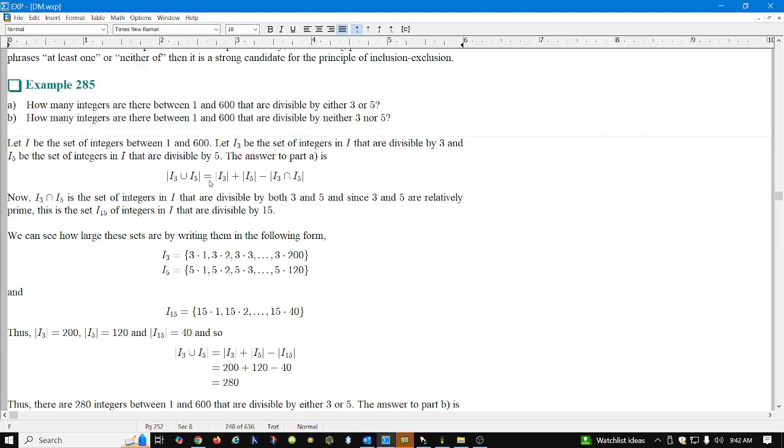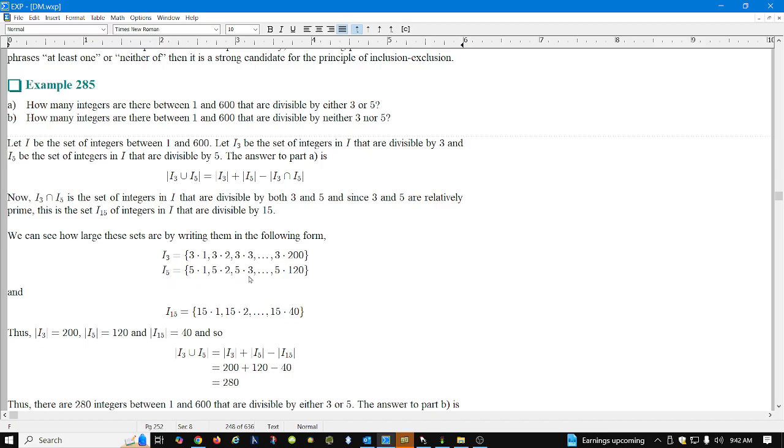How large are these sets, I3 and I5 and I15? Well, it might seem at first a little testy, but if you look at it the right way, it's quite easy. The integers that are divisible by 3 are the multiples of 3. So we could write those integers as 3 times 1, 3 times 2, 3 times 3, all the way up to 3 times 200, which is 600.